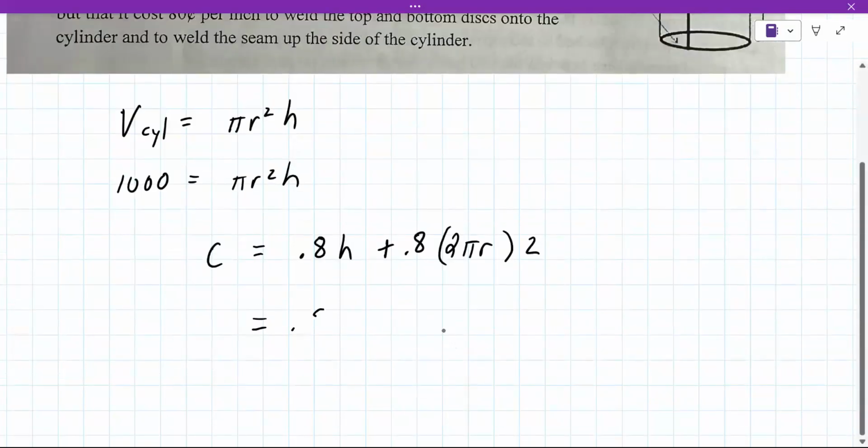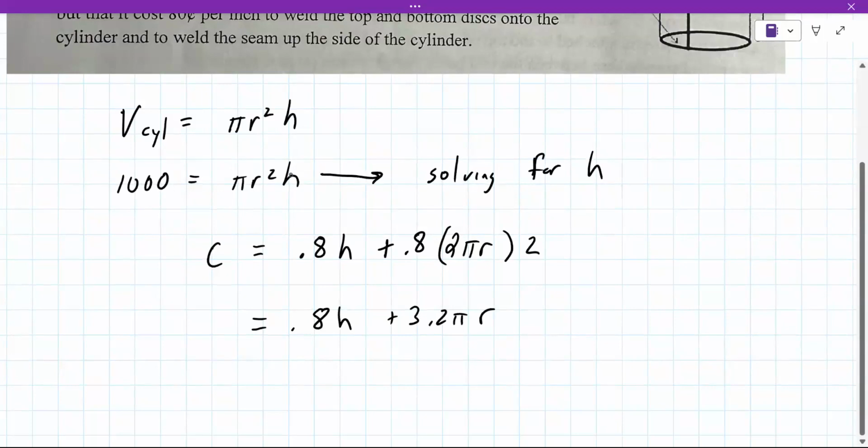So yes, we will simplify here. 3.2 pi r, like that. And then you notice you have two variables. That's bad. But you have this other equation. So you solve this other equation for either h or r. I would recommend solving for h because it's easier, because it's already in a, you don't have to take a square root or anything, which kind of makes sense.